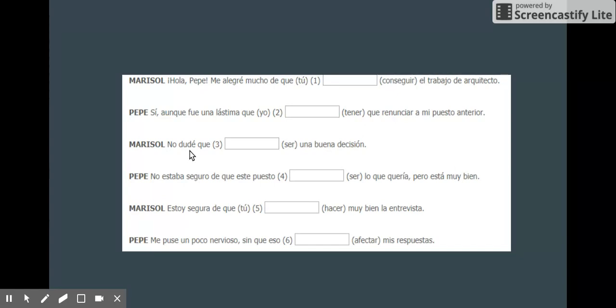No dudé, the preterite there, so it would mean expressing doubt. No dudé que fuera una buena decisión, the past subjunctive of ser. So go through these, use your textbook or the notes here in the video to conjugate these verbs to the past subjunctive. Paying attention to whether the first verb is in the past or the present.